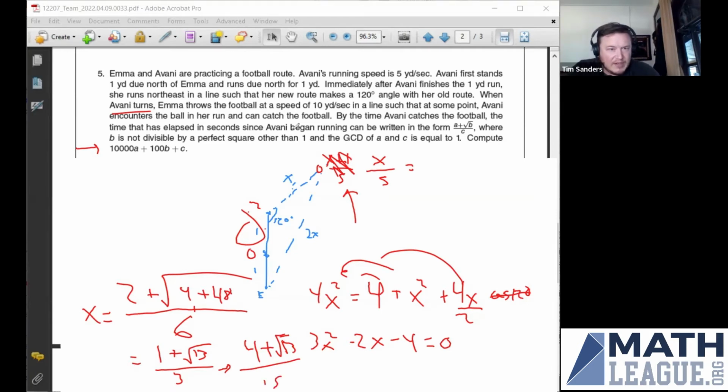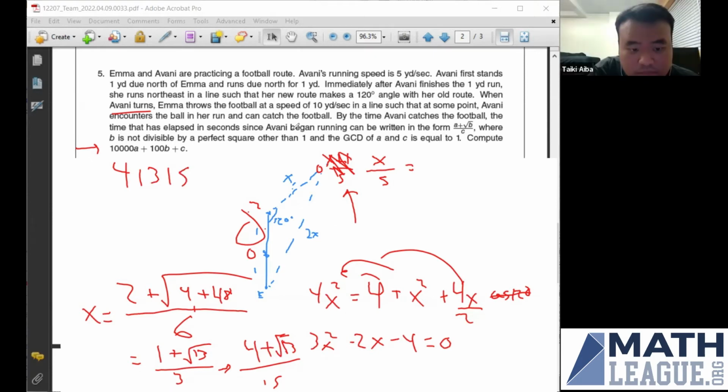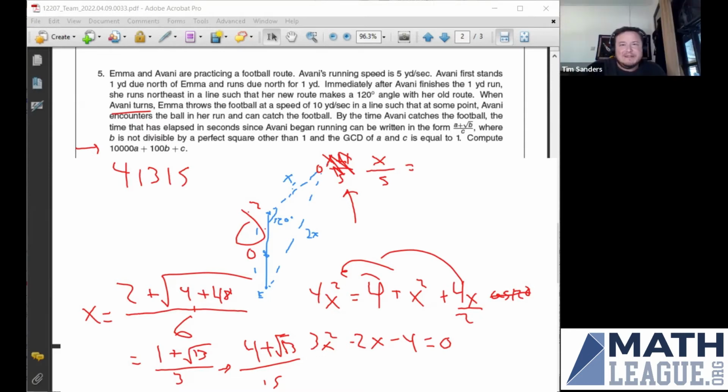All right, so what are we looking at? 400b is 1300, and then c is 15. Does that look right? Yeah. All right, let's keep going.